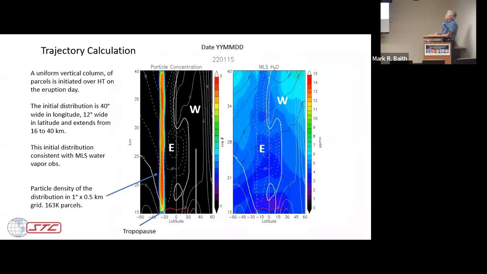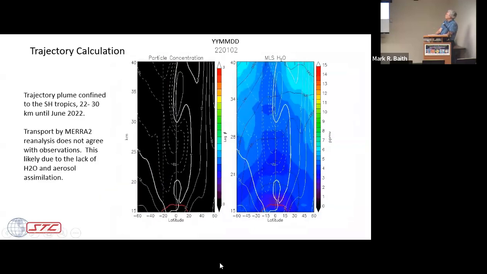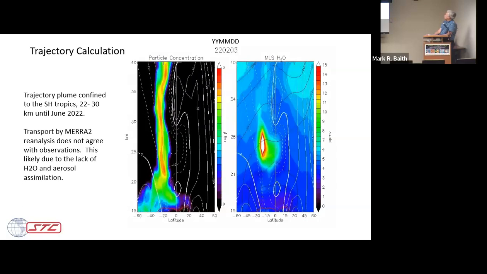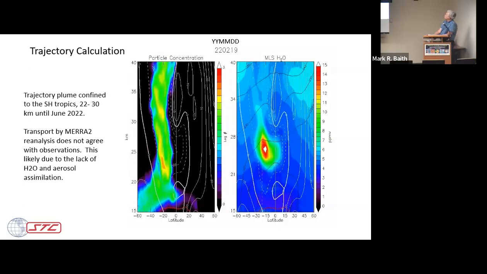So this is now going to be the trajectory calculation. What I did was I put a big pile of parcels in here, about 163,000 parcels in this domain, which roughly models the region of the initial launch, and they're just put in over the Hunga-Tonga location. Okay, and then I'm going to show you the particle density as a function of time after the eruption. And I'm going to put MLS water vapor over here so you can get an idea of how good we do with the trajectory calculation. So here we go. And you'll see that there's the eruption. And you can see the trajectory calculation going on over the left, and it's spreading out.